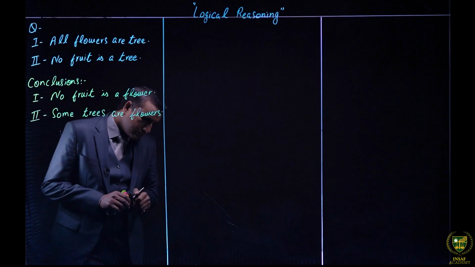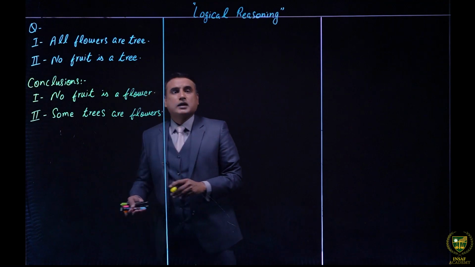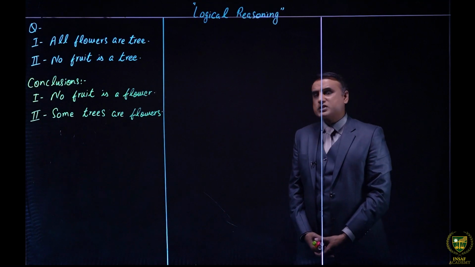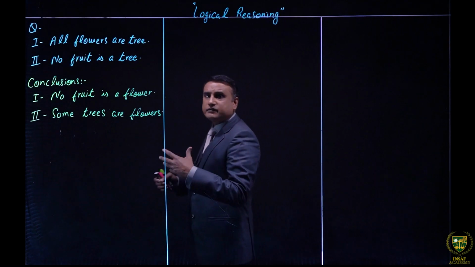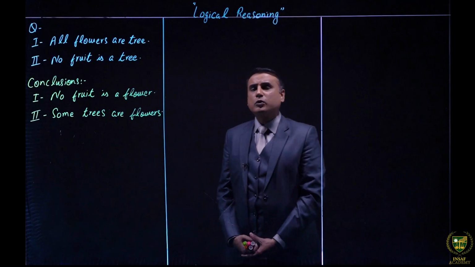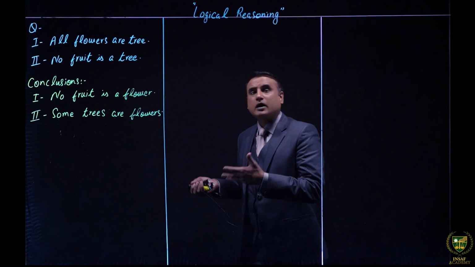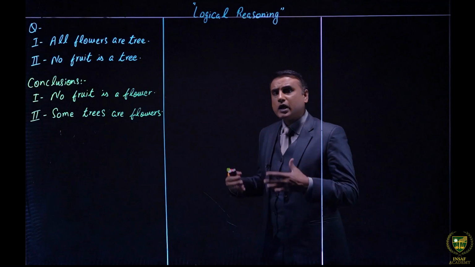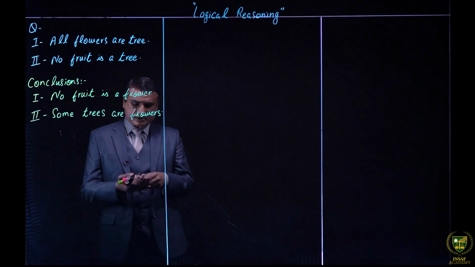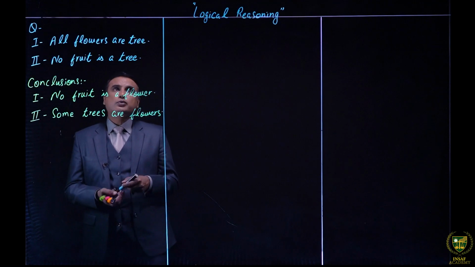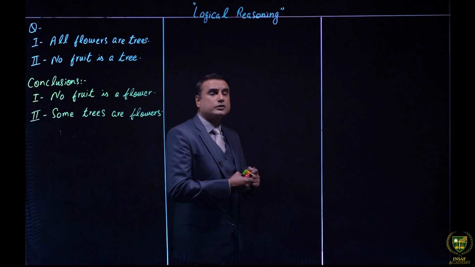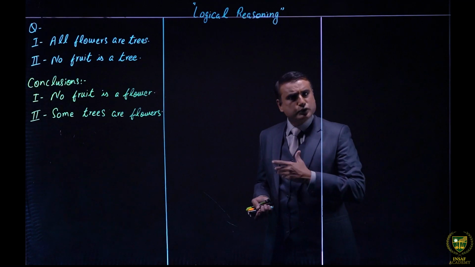Now again, I have told you in the previous chunk of this lecture that you'll have to believe what is being told as premises. जो भी आपको प्रमिस दिया हुआ है, अगर मल्टीपल प्रमिसेस दिए हुए हैं, you have to believe that these are true, like all flowers are trees. Now it does not seem true, how can the flowers be trees, but you have to believe that all flowers are trees.